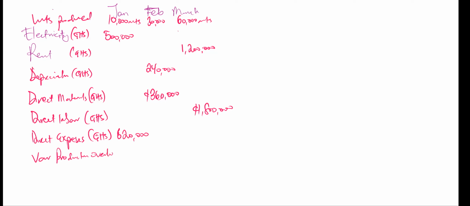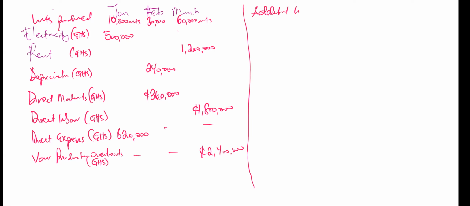Then we have variable production overheads in Ghana cedis. And this one was in the last month, and it was 2.4 million. So let's say this is what we have. And then additional information.